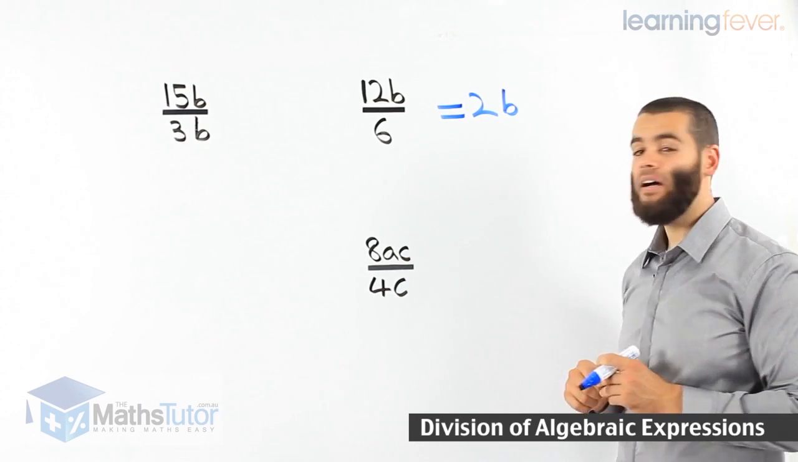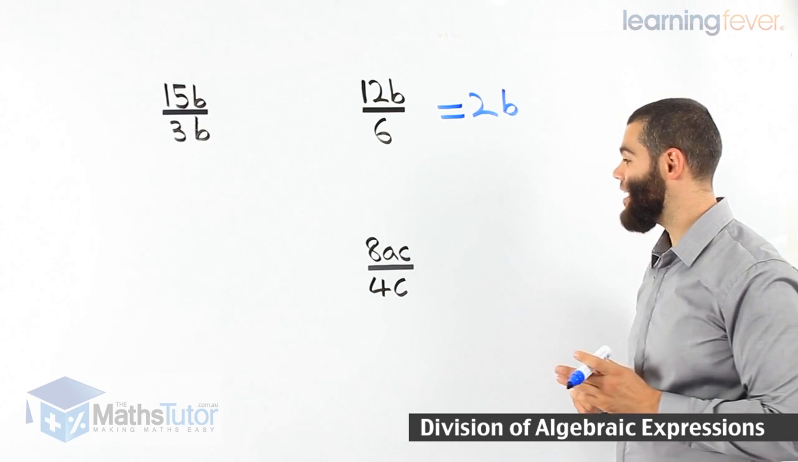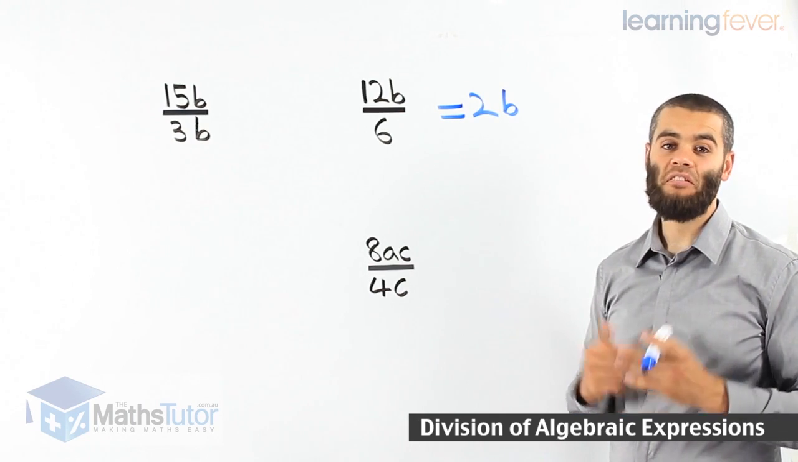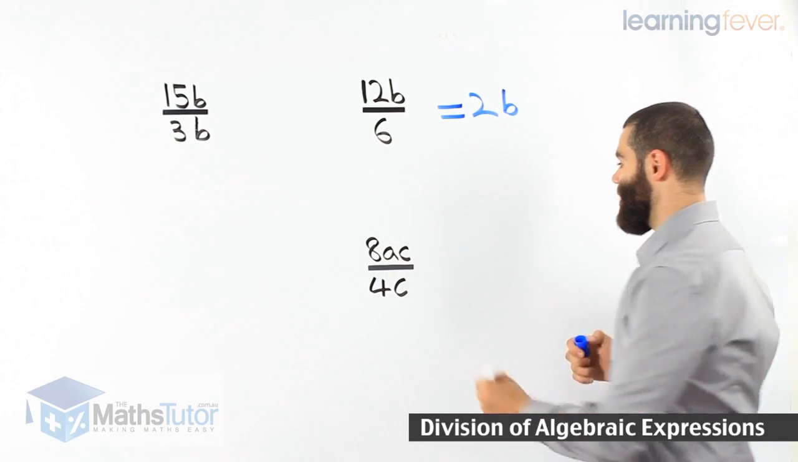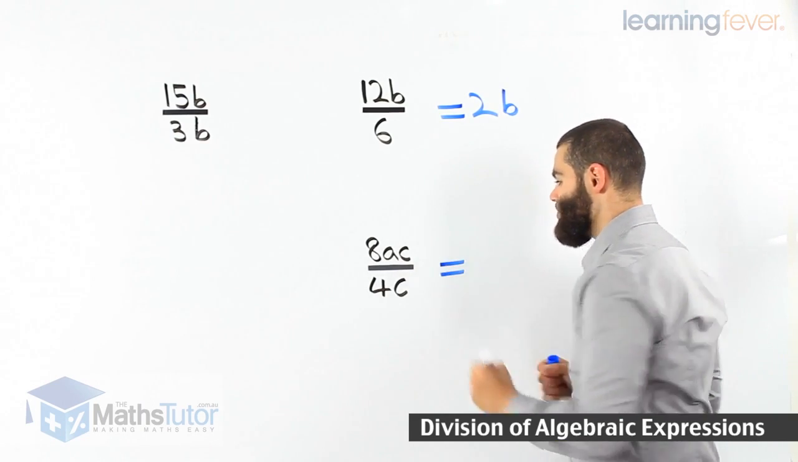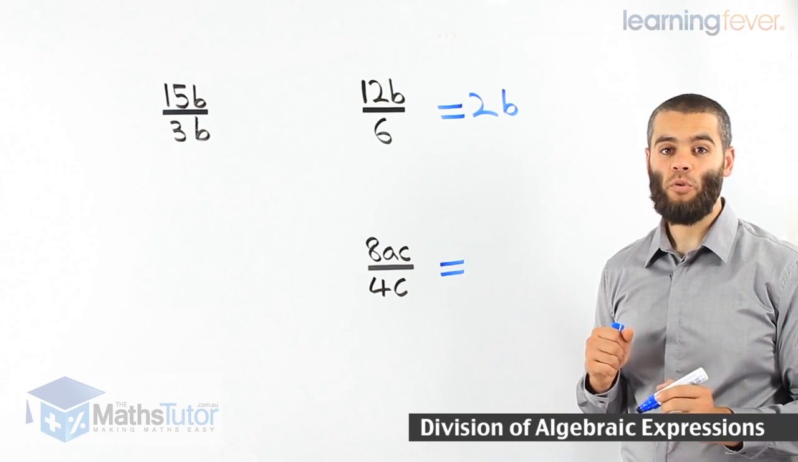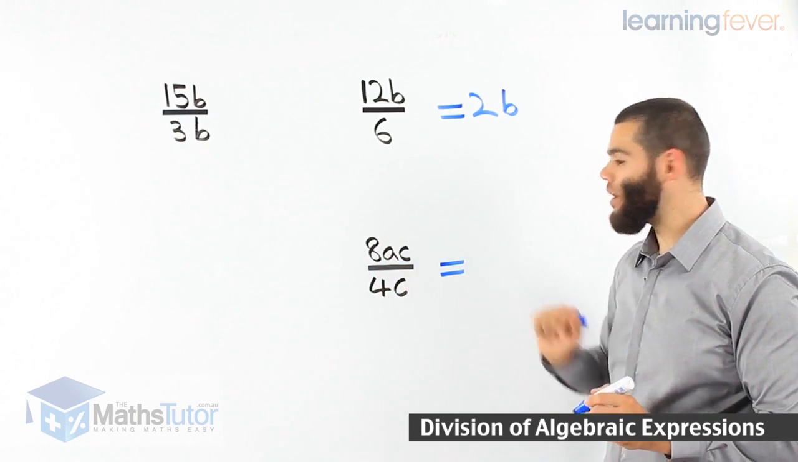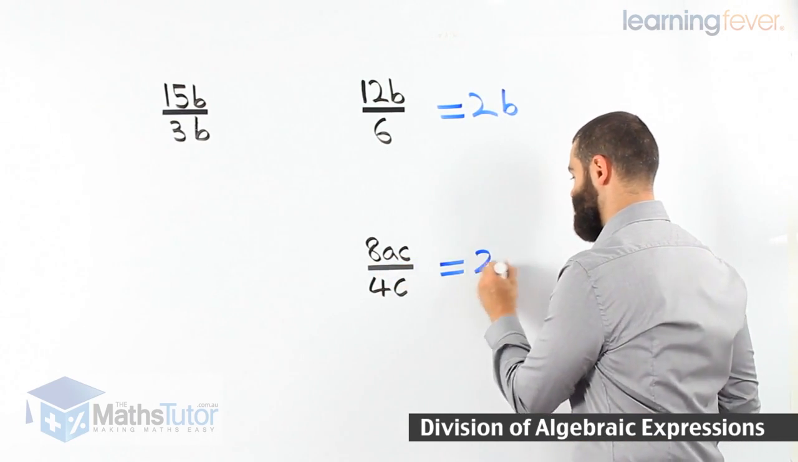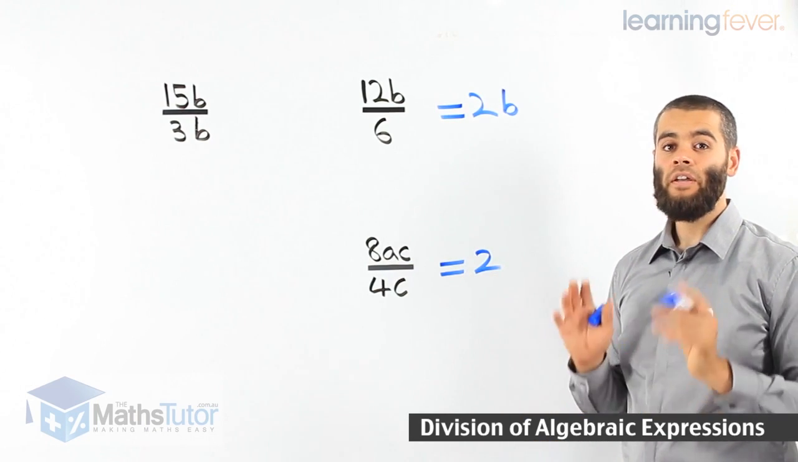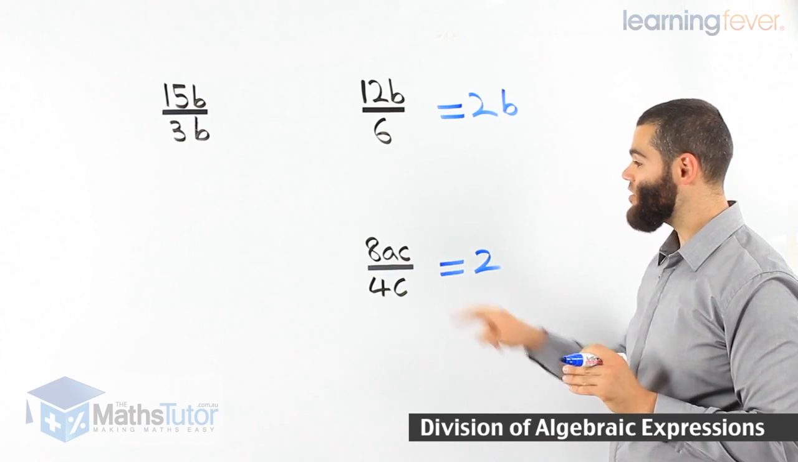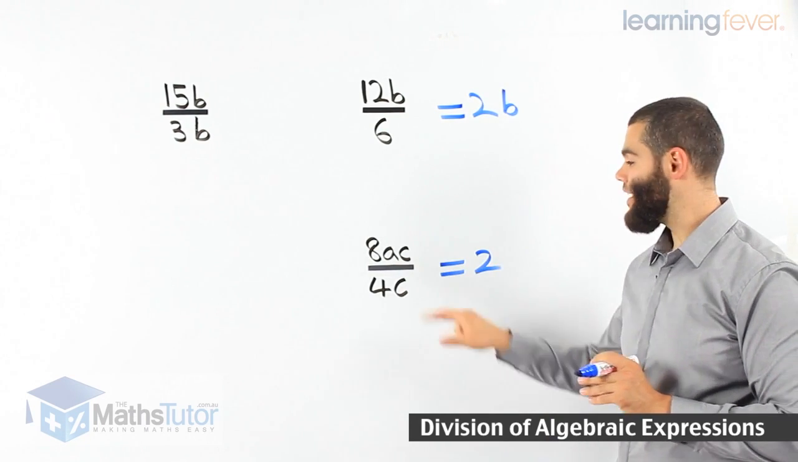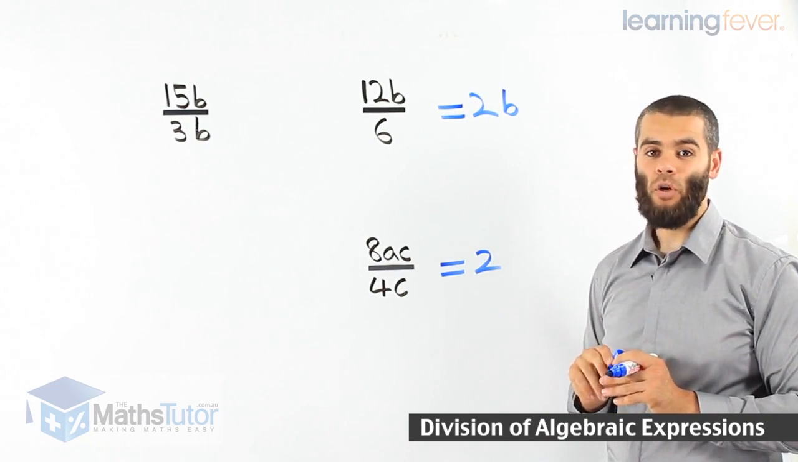8ac over 4c. 8ac over 4c is the same as 8ac divided by 4c. Well, let's do it. Again, we start with the numerals first. 8 divided by 4 is 2. Now here is something critical. What do you notice? You notice we have a c on top and we have a c on the bottom.